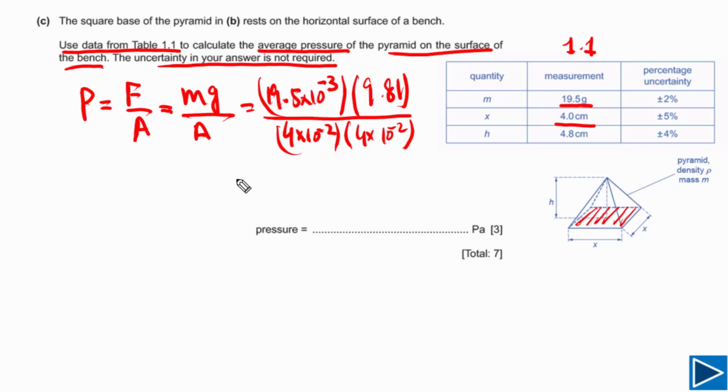Now if we solve this, our final answer will be 120 Pascal, and that's the final answer. So our final answer is 120 Pascal.